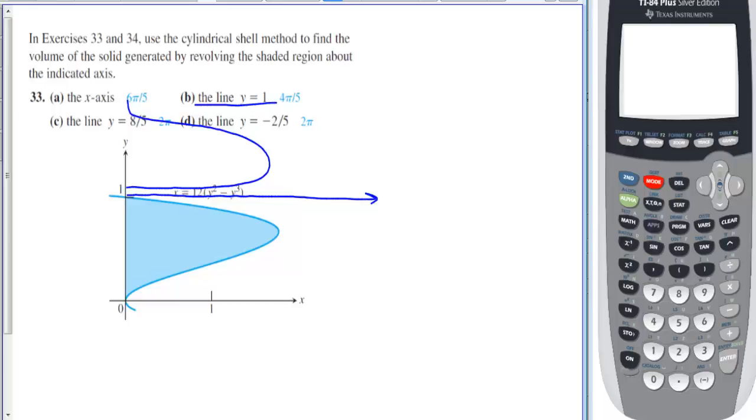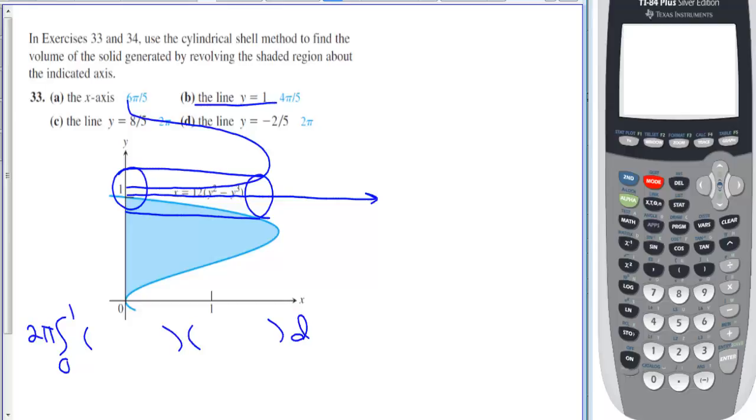We're still going to pick an arbitrary y value between 0 and 1. And if we do the 180, or actually the full turn, this is what the cylinder would look like. So we're integrating again from 0 to 1. Oh, yes, that's true, 0 to 1. 2 pi r times h dy.